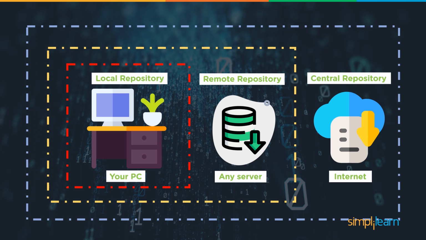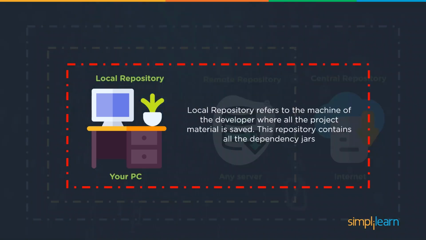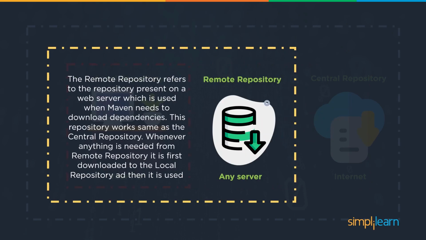Usually the central repository is where we can host our different kinds of dependencies and jar files. The local repository is on the machine of the developer where the project material is saved. So all the dependency jar files will be available on your local machine. A remote repository is the location where you can store all your dependencies, from where you can download these dependencies whenever you require them.